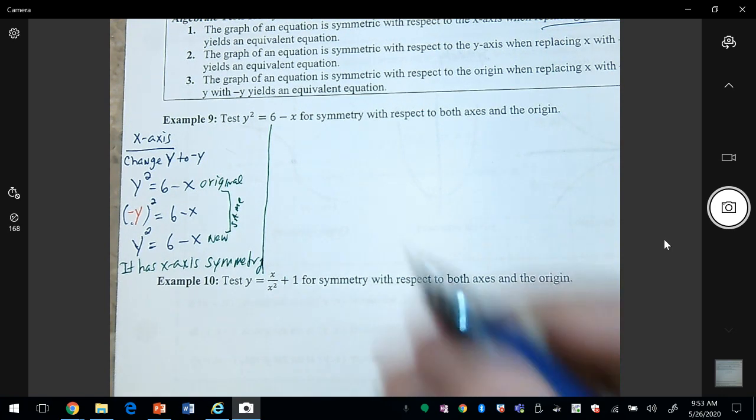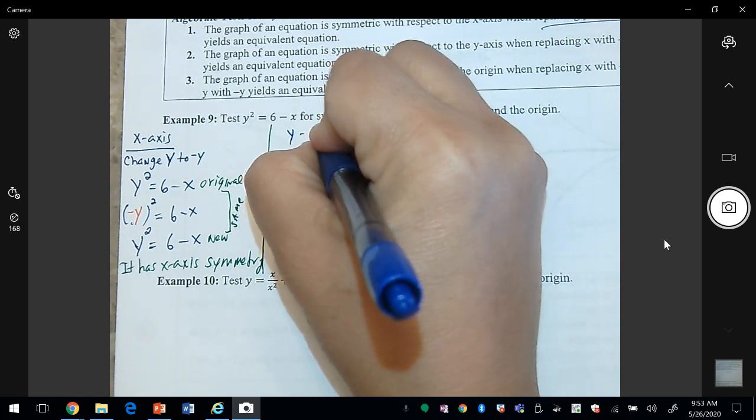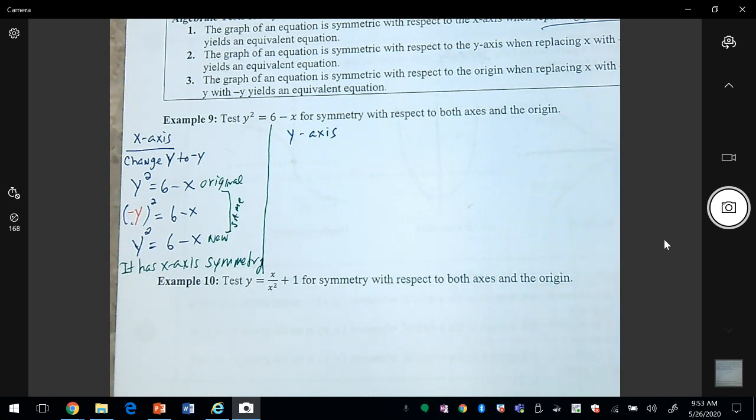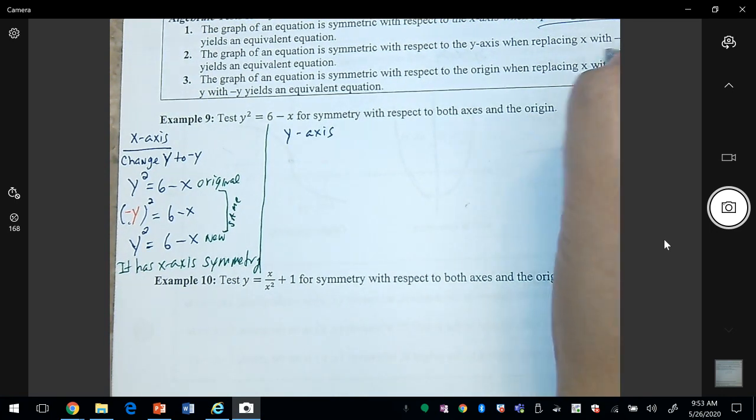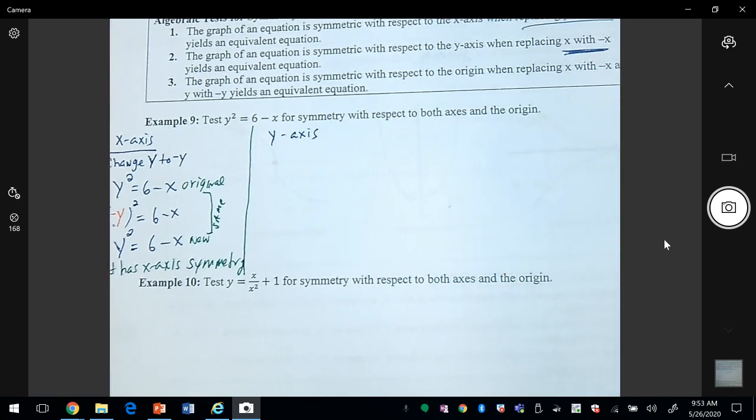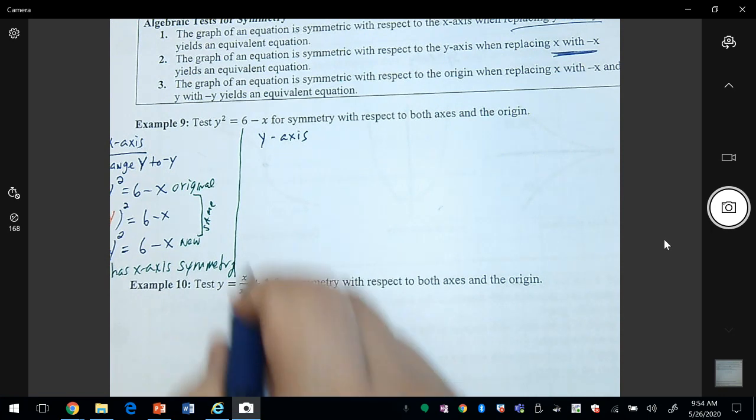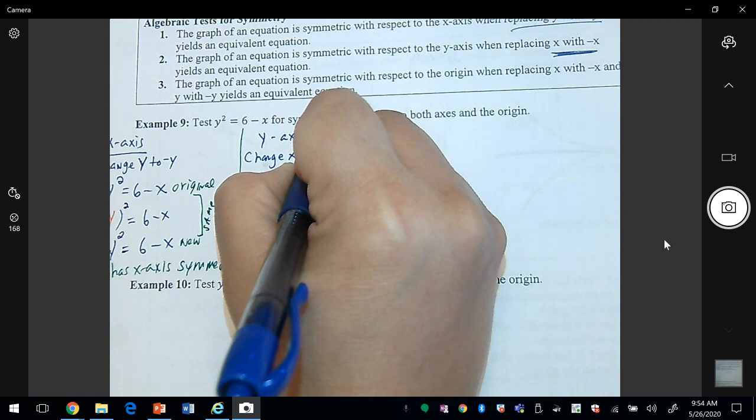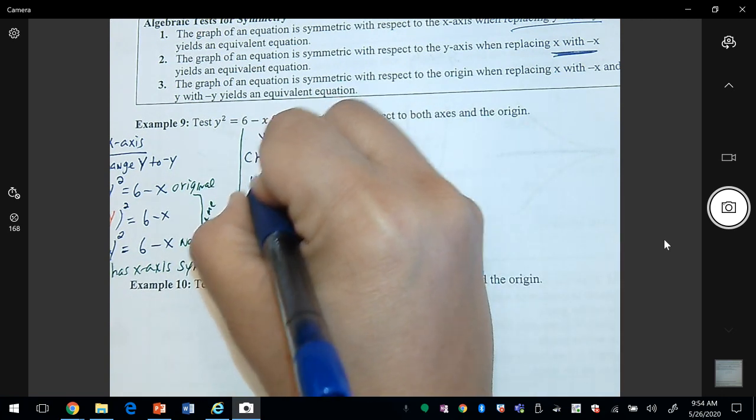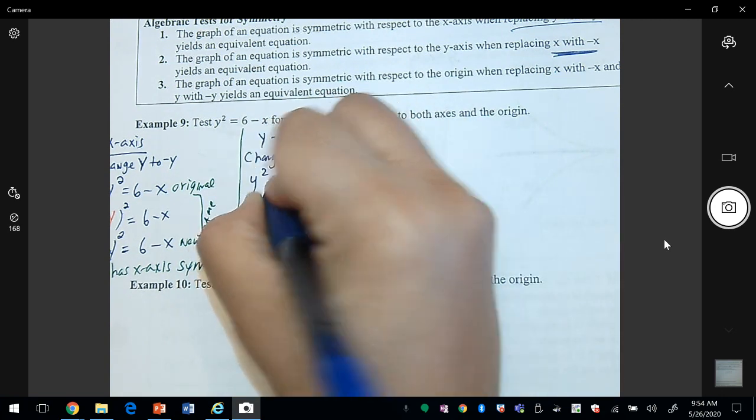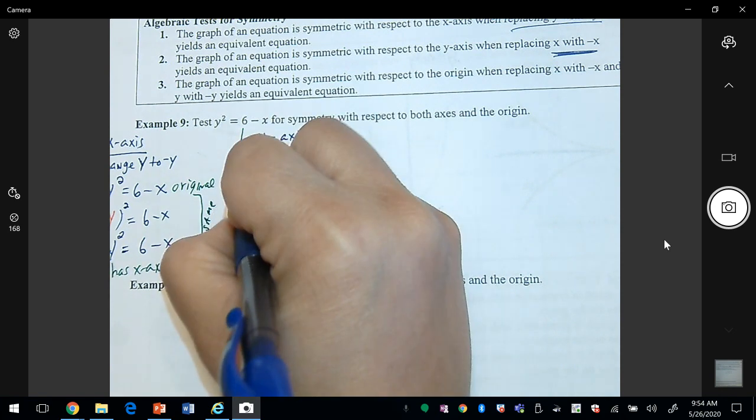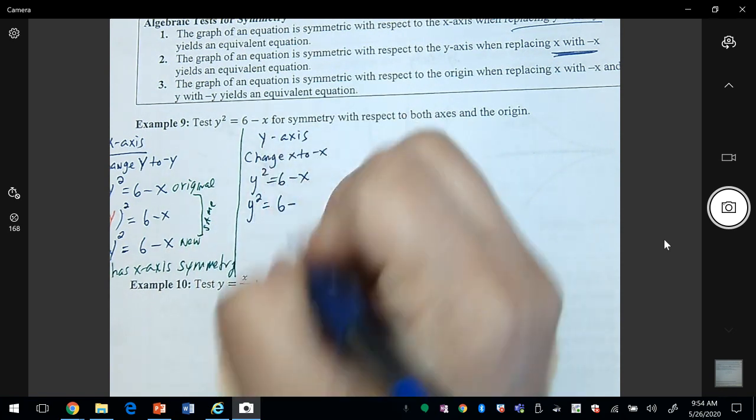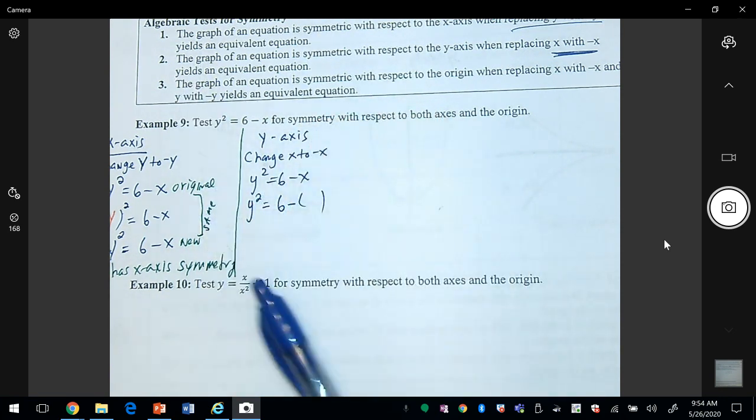We're going to go ahead and check the y-axis and the origin just so that we can see the process. So for number 2, for the y-axis, we're going to change x to negative x. Let me write the equation. Anywhere you see an x, we're going to replace it with a negative x.